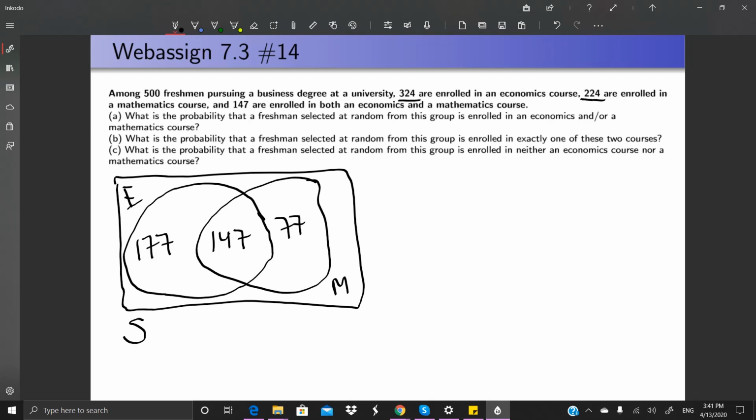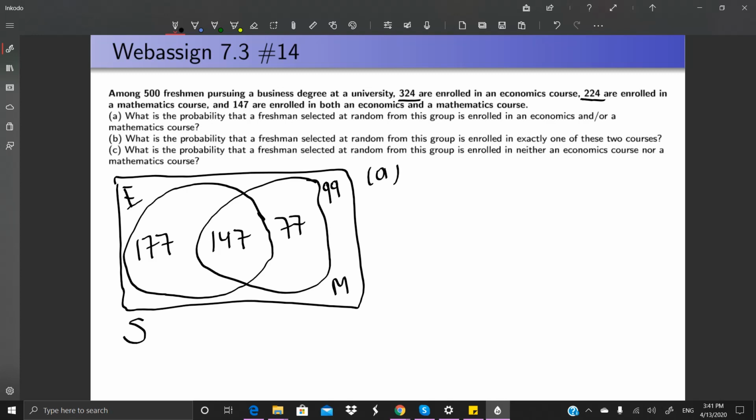Okay, so then you remember, how many students do we have again? Oh, there are 500 of them. How many have we not accounted for? Well, if you do 500 minus 177 minus 147 minus 77, you'll see that you'd have 401 accounted for and 99 will be left. So there are 99 freshmen pursuing a business degree who are not taking math and not taking econ either. Okay, so now we have our Venn diagram, we can answer the questions.